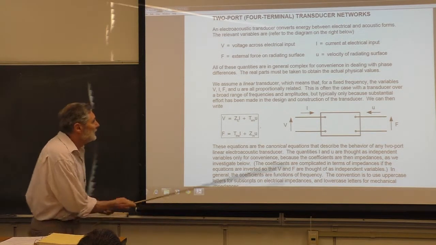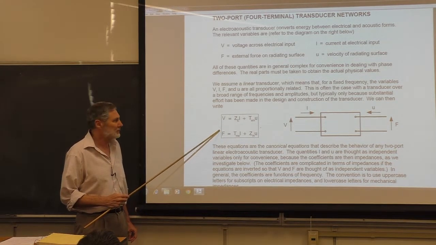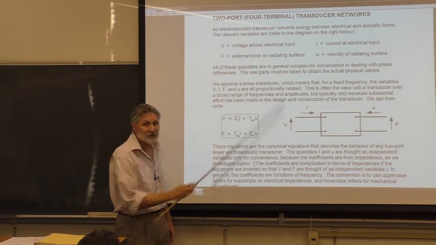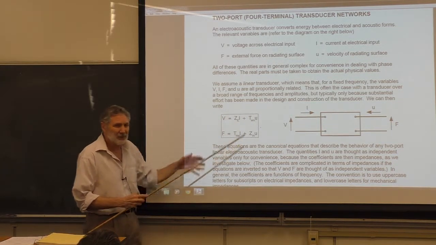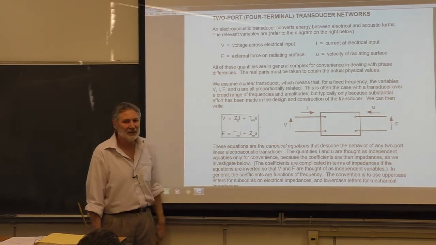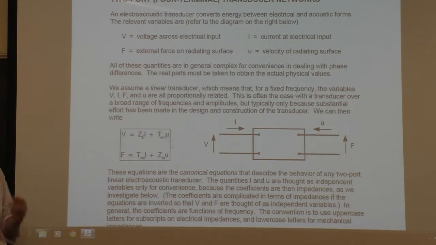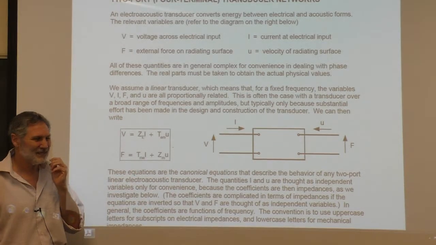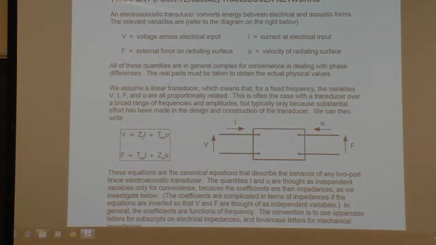Okay? So, once we make that assumption, we can write these two expressions here. These are important. They're called the canonical equations of transduction for the two-port system. And you can see we've written down a general linear relationship for the voltage and the force as a function of the current and the velocity. And that threw me. I would think that we would choose voltage and force to be the independent variables, not current and velocity. These are like response variables. I think we should choose the drive variables as the, well, okay.